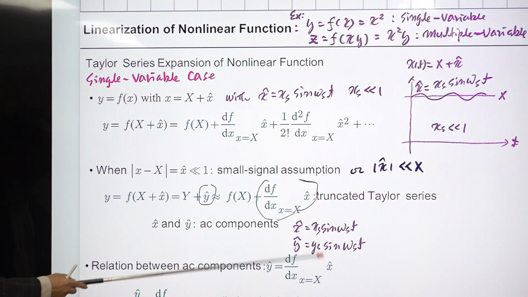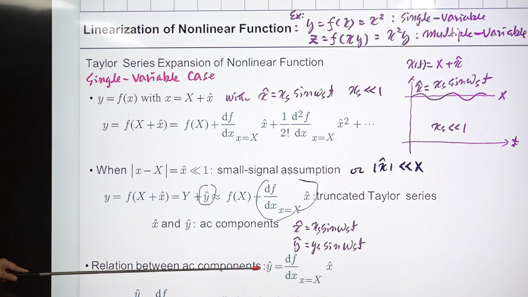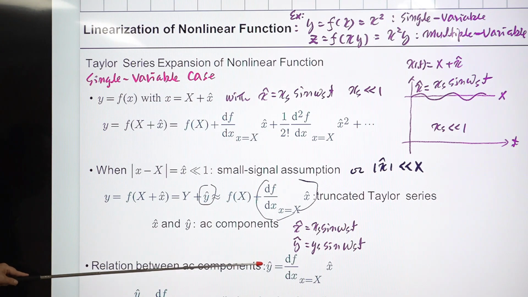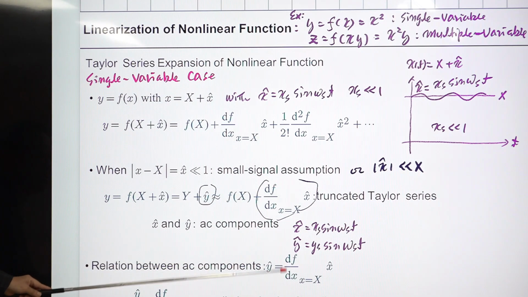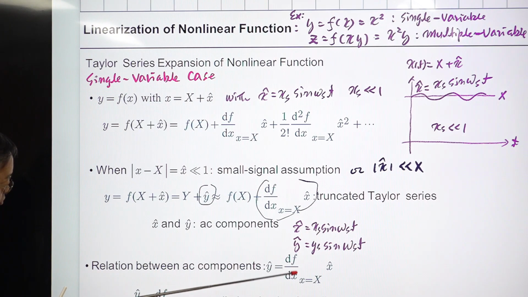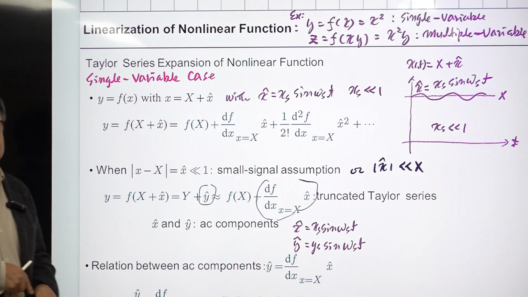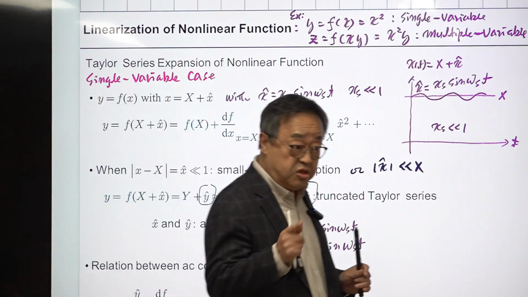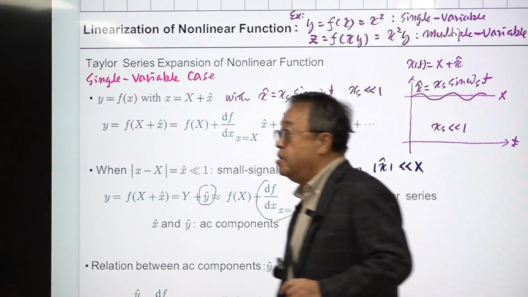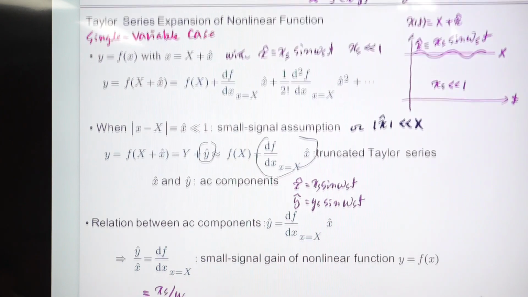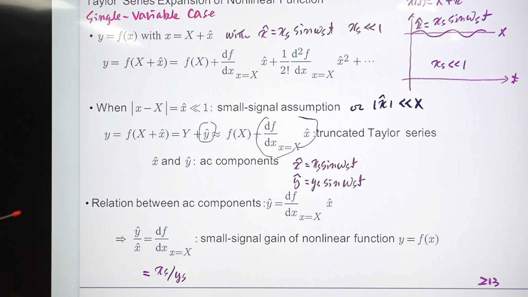The magnitude will be changed, and the relationship between the AC x and the AC y is given by this. This is the coefficient. This is constant. This is the derivative function evaluated at this particular DC value, which results in a DC constant. That is called the small signal gain of the nonlinear function f(x) evaluated at this point. So this is very important.